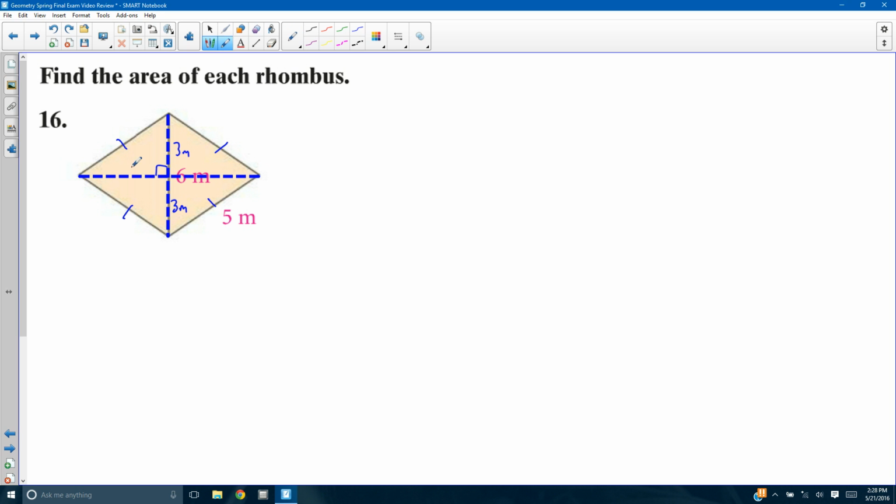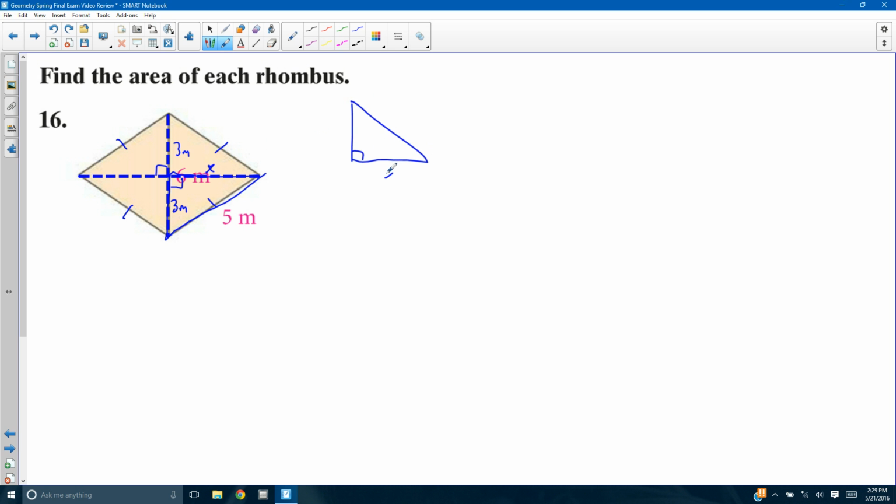Diagonals are not congruent to each other unless this was a square. Make no assumption of that. Let's call this x for the time being. Well, we have here some right triangles like this one down at the bottom. X is a leg, 3 is a leg, 5 is the hypotenuse. So this is a 3, 4, 5 special right triangle.